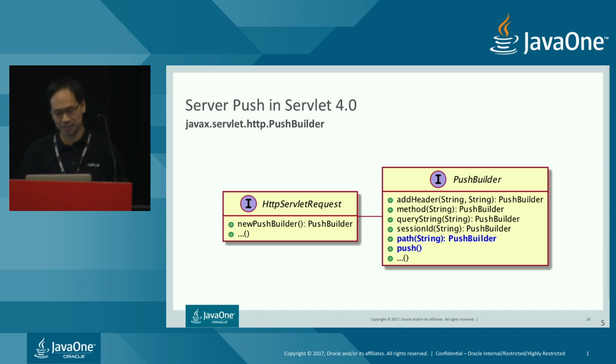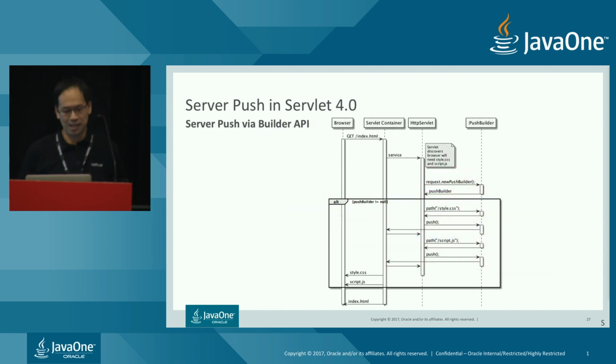Now, to illustrate this, let's take a look at a sequence diagram and see what we can do to improve the performance of the common use case that I illustrated before. You still have a browser, and the browser will go to get the index.html, and then they route it to a servlet. The servlet internally knows this is the index.html, and you know you're going to need the style sheet and the JavaScript. So what you have to do is like this.